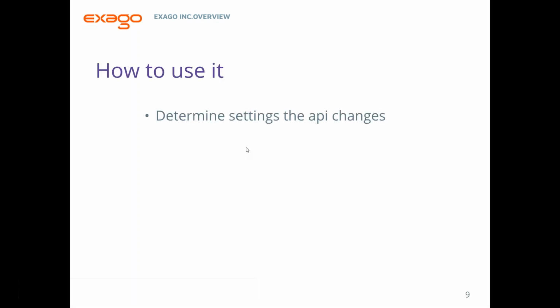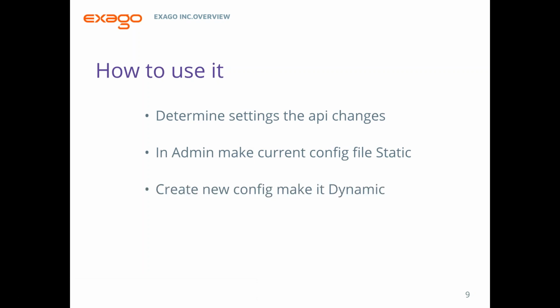All right, so we've talked about how to use it, right? We determine what we're changing, we make new config files, calling one static and the other dynamic, and then we set the dynamic file to have its parent be the static file, and of course we set the static file to be static.